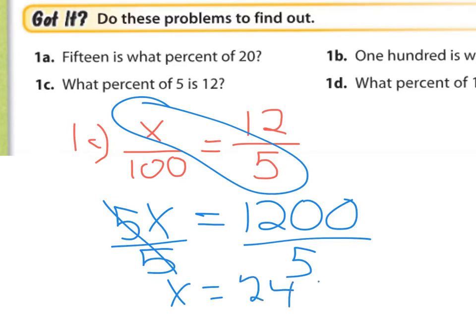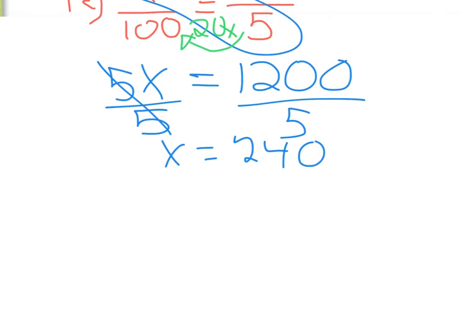Now, if that's not the way you want to do it, remember you can also look at the question and solve it proportionally. What did I do to the 5 to make it 100? Well, I had to multiply 5 times 20, right? And 5 times 20 is 100, so I have to do the same to the top and multiply the 12 times 20. And 12 times 20 is 240. So you would get 240%. So your answer would be 12 out of 5 is 240%.